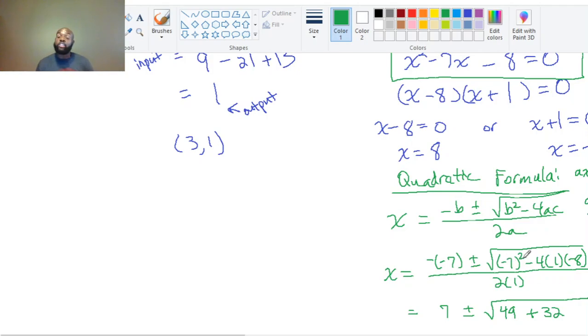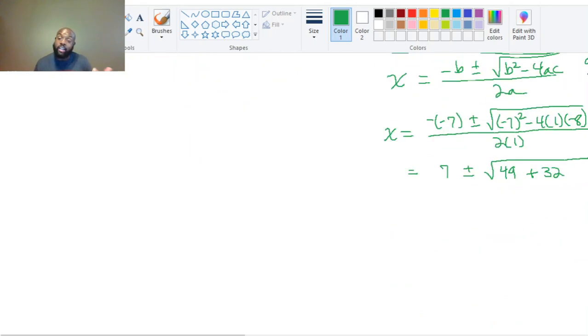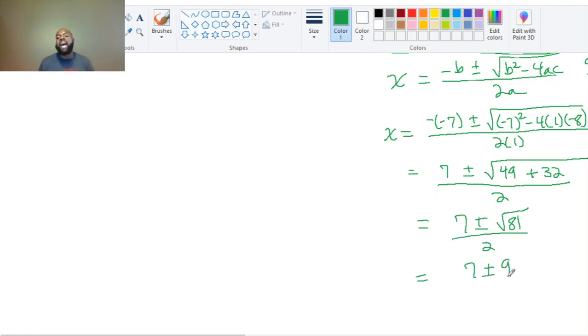All right, -7 squared is -7 times -7, which is 49. And of course, you are subtracting a -32. Subtracting a negative is adding. And it just so happens that this is perfect. That's an 81. So that's 7 plus or minus 9 over 2.